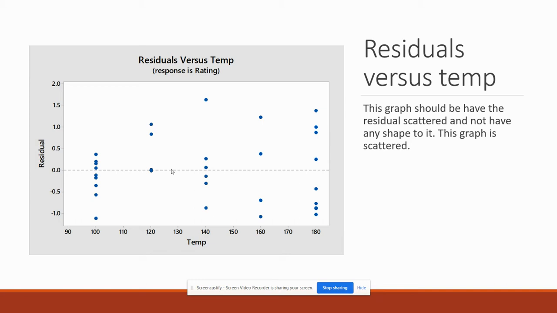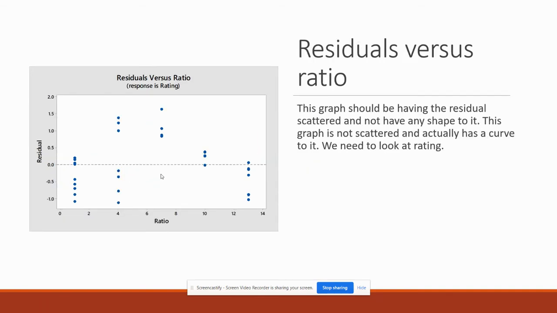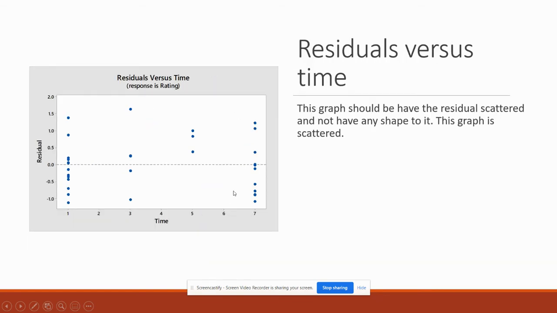Residuals versus temps. Again, this should be scattered. And it looks pretty scattered. I mean, I have things going on all over it. And then residuals versus time. This one looks pretty scattered. And you're probably wondering, well, what was so different about this one that I need to look at? There looks like there's something going on here. There's very distinct groups. There's nothing here and nothing here. But if I look at the other ones, they're a little bit more scattered out.